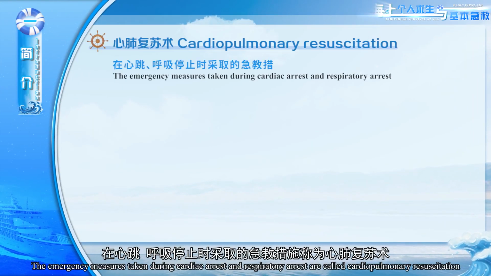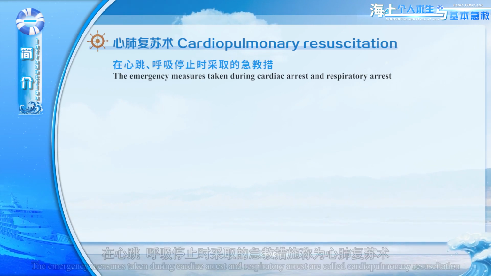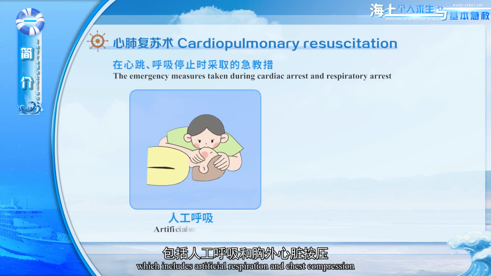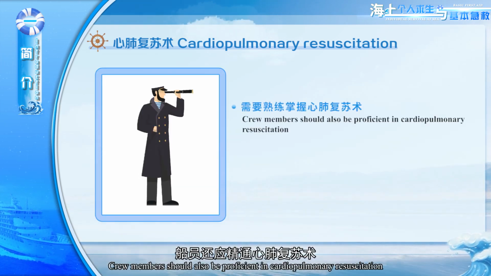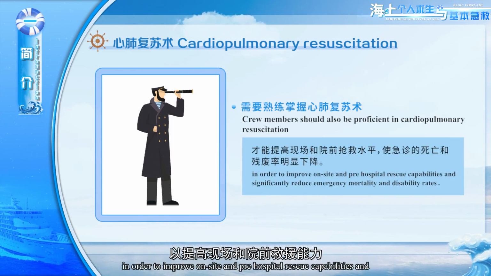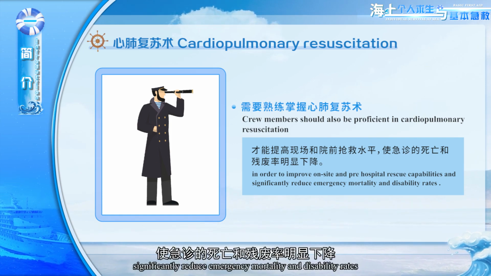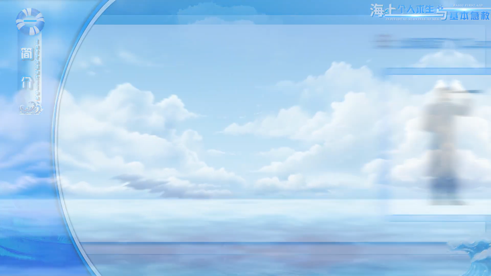The emergency measures taken during cardiac arrest and respiratory arrest are called cardiopulmonary resuscitation, which includes artificial respiration and chest compression. Crew members should also be proficient in cardiopulmonary resuscitation in order to improve on-site and pre-hospital rescue capabilities, and significantly reduce emergency mortality and disability rates.